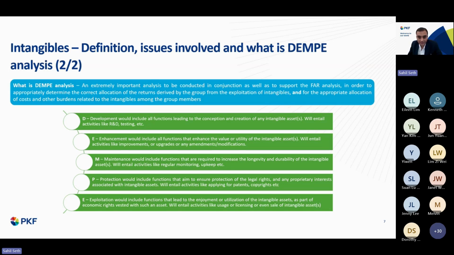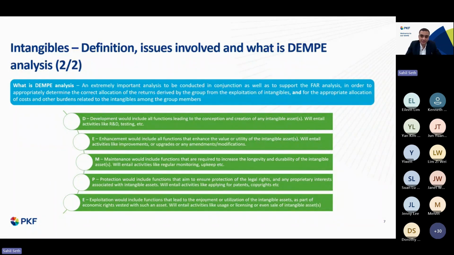Even if we take, for example, a software, constant improvements and upgradations to the software programs by removal of any bug programs or making new updates, etc. That enhances the value of the software product as such. So that's why enhancement becomes the second function in which the intangible has to be analyzed, and which entity is performing that.